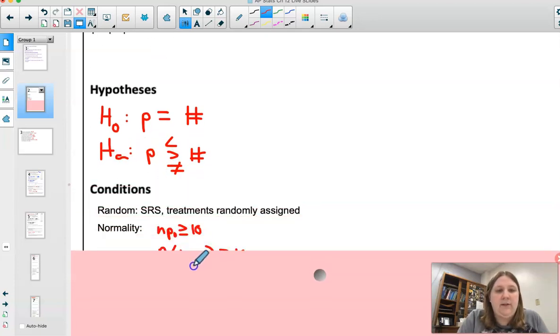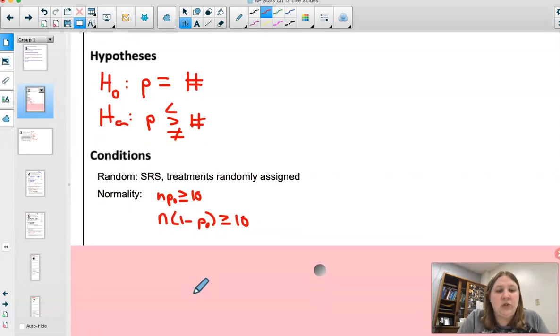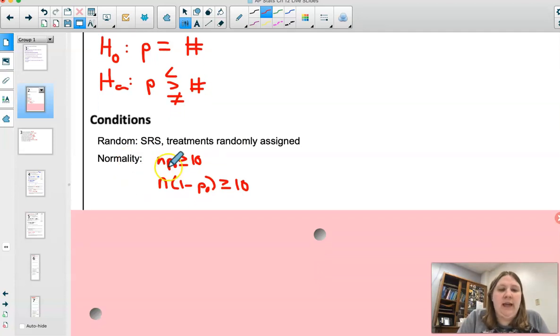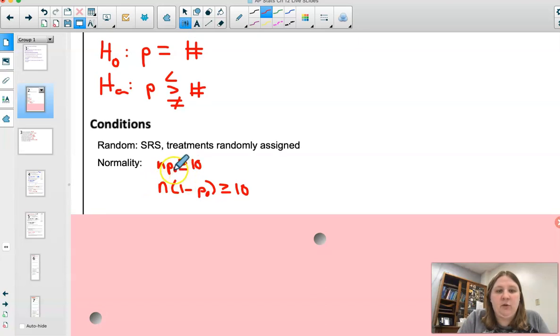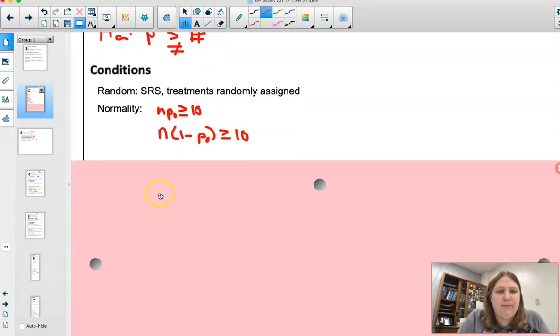From there we move on to verifying our conditions. This test has 2 conditions. The first one is some sort of randomness. This is either achieved by an SRS, or they say the sample is random, or sometimes in an experiment we see that treatments were randomly assigned. And then our normality condition: we're looking at n times p and n times 1 minus p, and those both have to be greater than or equal to 10. This little p sub 0 is just telling you it's the proportion that goes with the null hypothesis. So it's not your p hat from the sample, it's the p that you're comparing to.